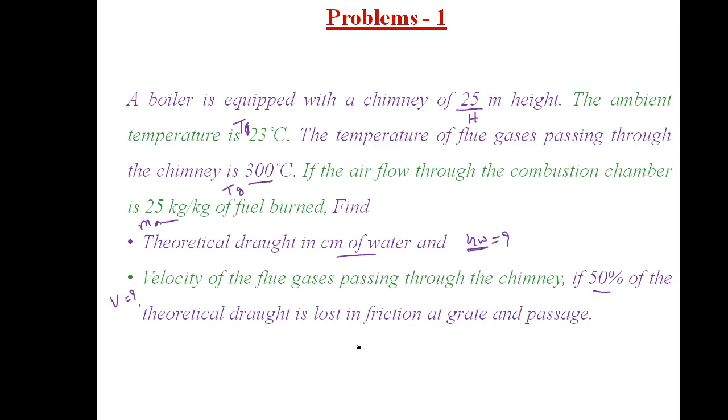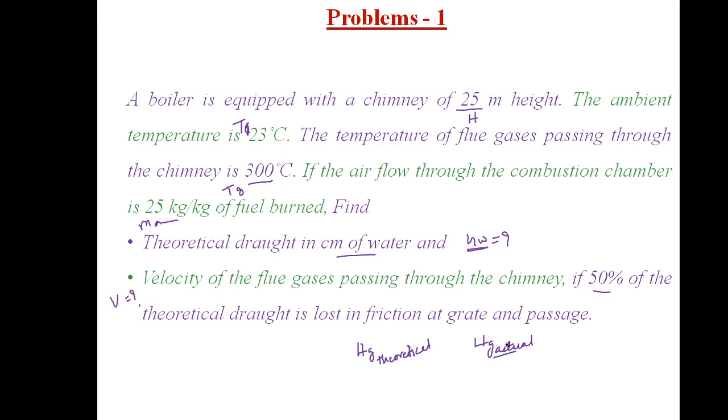So here, theoretical draught and actual draught. Say Hg is the draught produced in the hot gas column. If we find it using a formula, we call it theoretical. And if we find it considering the losses, then it is the actual draught produced. Actual is less than theoretical. Theoretically we say that there is no loss of head due to friction and all, but actually there is a head loss due to friction and all. So there is a loss of head.